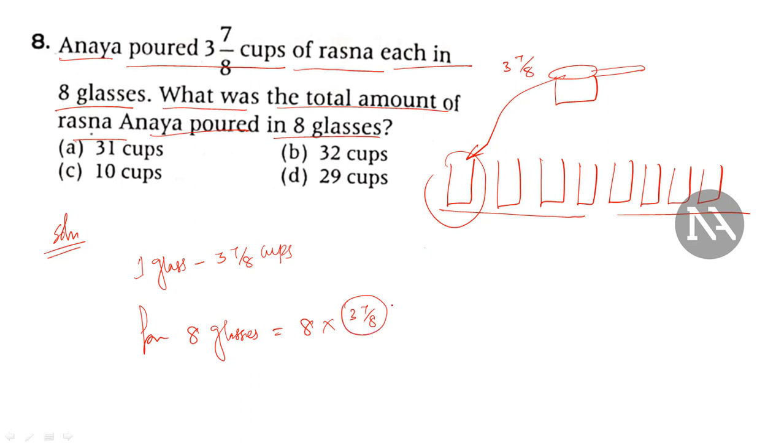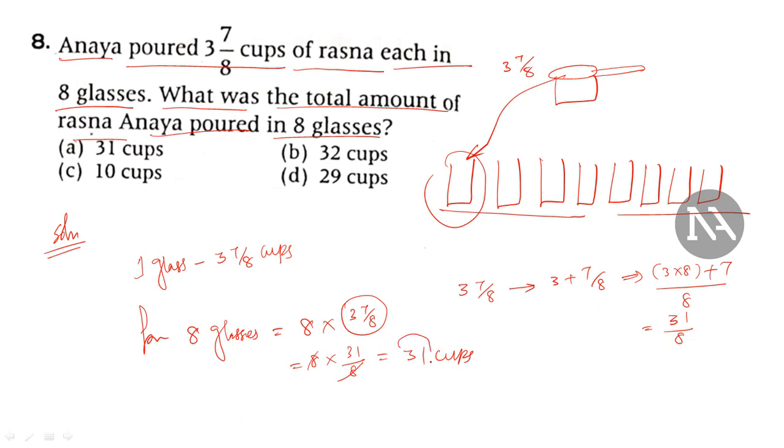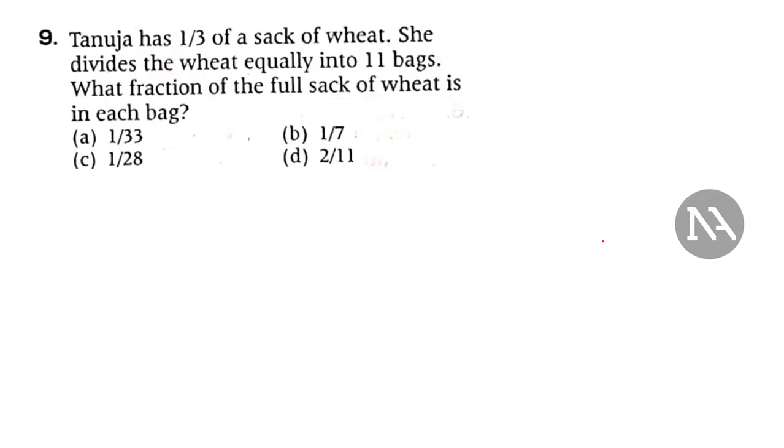This is a mixed fraction. I am going to convert this mixed fraction into a fraction. So it is 3 plus 7/8. So this will become 3 into 8 plus 7 divided by 8. So it is 3 into 8, that is 24. 24 plus 7, that is 31 divided by 8. So it is 8 into 31 divided by 8. So 8 and 8 will be cancelled. So 31 cups. Anaya pours 31 cups of rasna in 8 glasses, right? Next question.